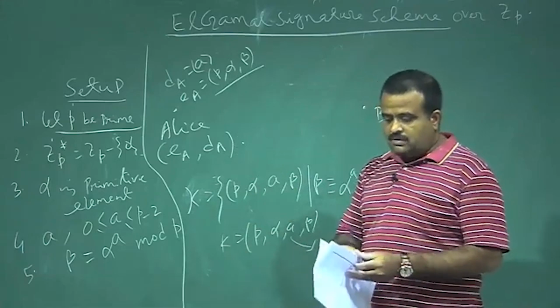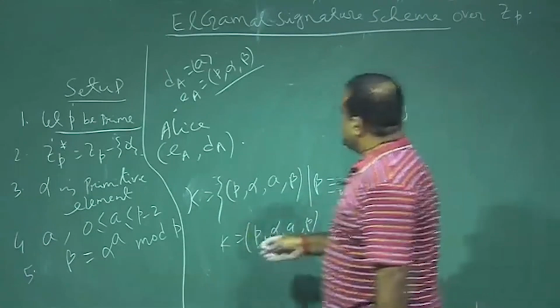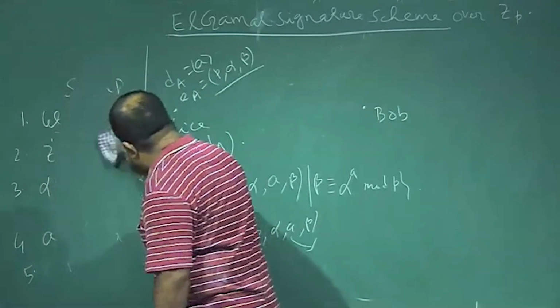Okay. So, now what is the signature? Now, what is the plain text space? So, let us remove this.